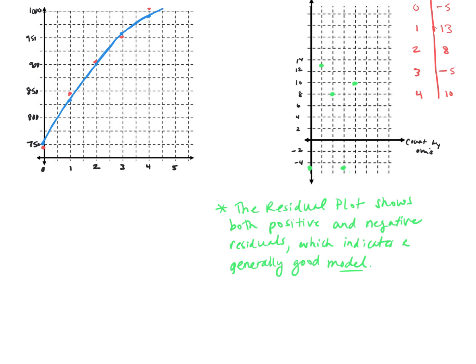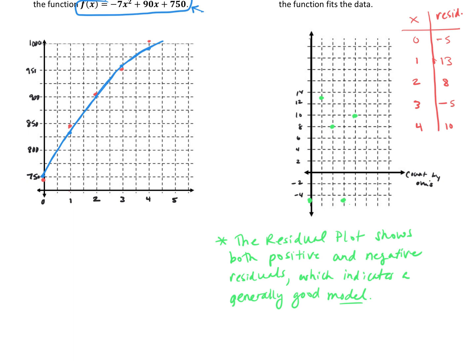It's pretty decent. Now, if all of our residuals had been positive up here, that wouldn't be good. It wouldn't be a good predictor. If all the residuals were negative, that wouldn't be good. So you want to have residuals above and below, positive and negatives. That's why this blue function over here is kind of going through the points. Some data values are below it, some data values are above it, and that's good. That's good when it looks like this. It indicates a generally good model.